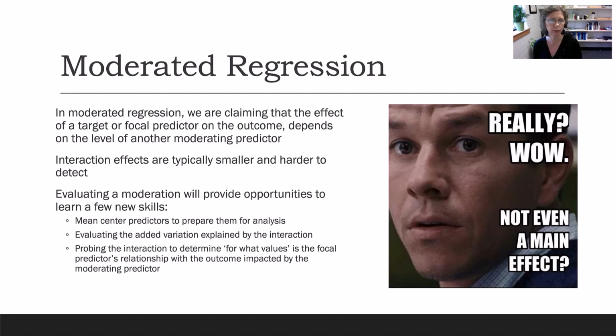As we go into evaluating a moderation, we're going to learn some new skills. We're going to do some transformations to mean center our predictors. And then we're going to still run a partial F test to evaluate the added variation explained by the interaction term itself. And then for significant interactions, we're going to probe the interaction to determine for what values the focal predictor's relationship with the outcome is impacted by that moderating predictor.